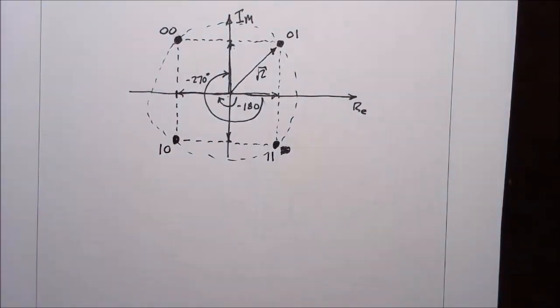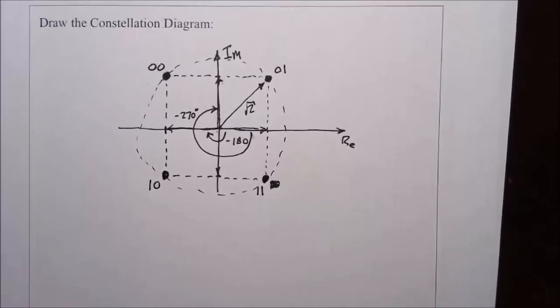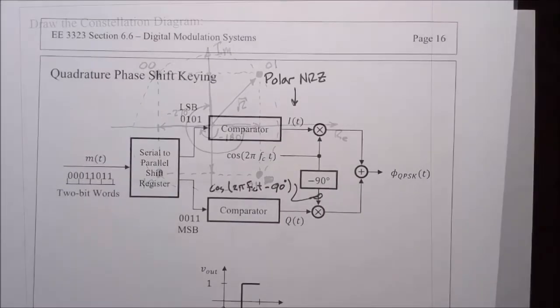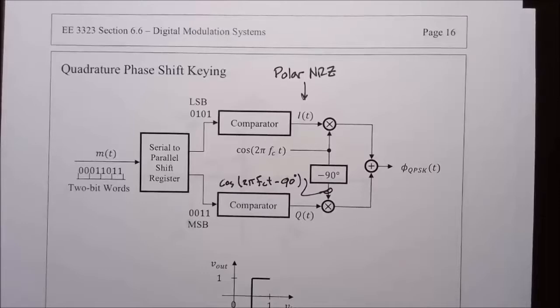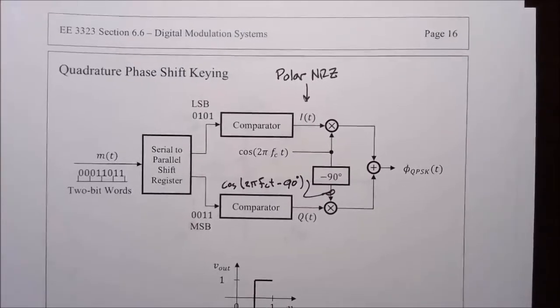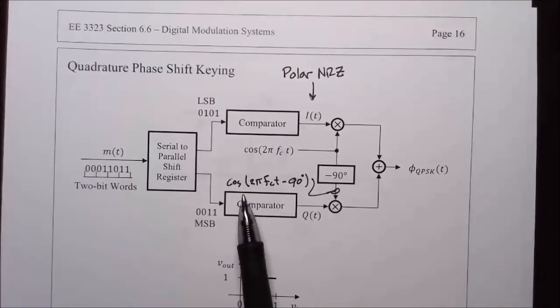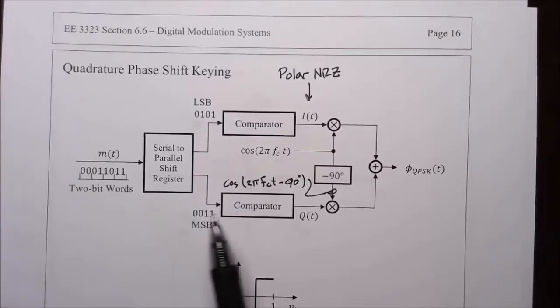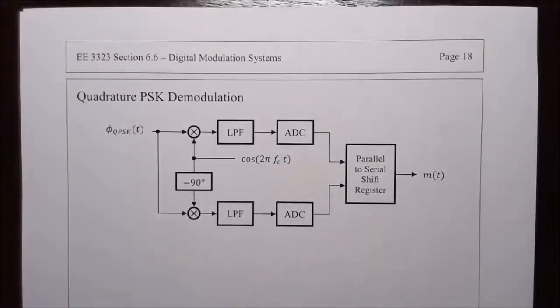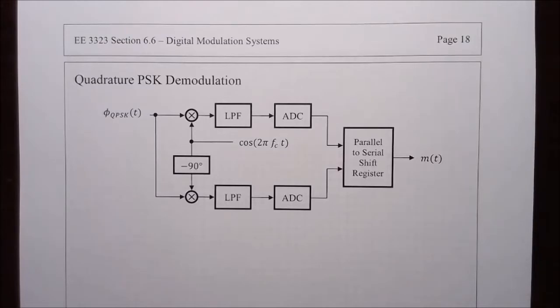Okay, so that's the constellation diagram. You may recall the quadrature amplitude modulation from several weeks ago. It had a very similar block diagram for the modulation system, and as you might expect, we will have a similar block diagram for demodulation.